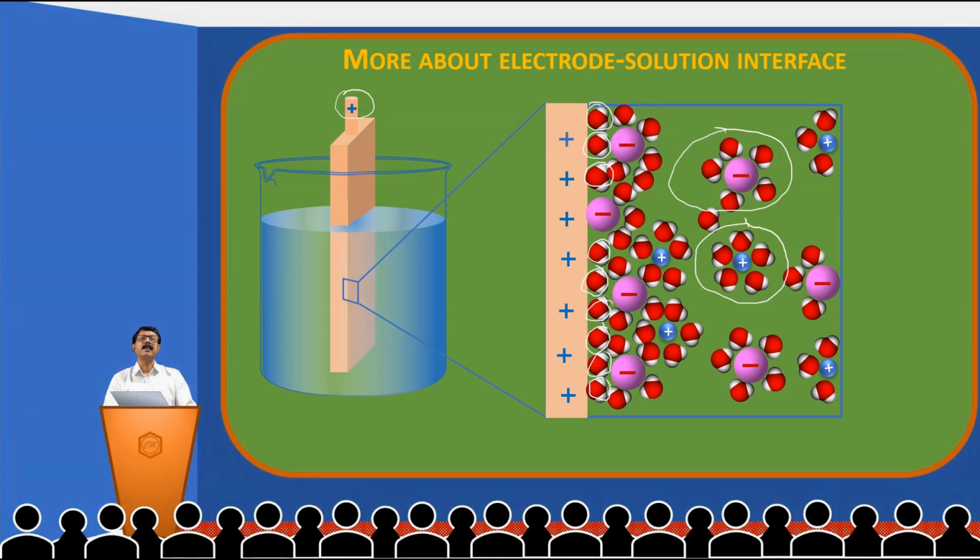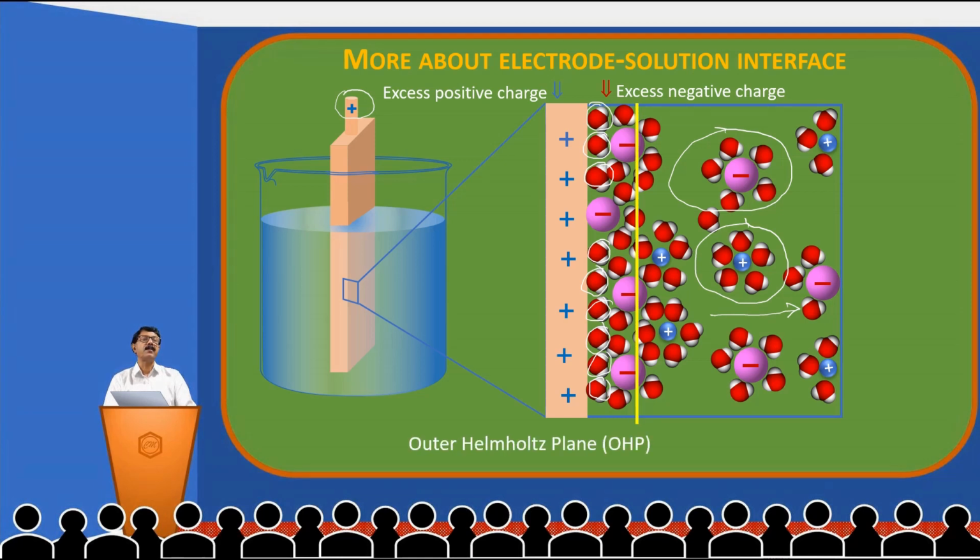On the electrode, there is an excess of positive charge, and next to the interface, there is an excess of negative charge. But as we move away from the interface into the bulk of the solution, this accumulation of charge disappears and the ions get evenly distributed. Now let me draw a line through the ions which are closest to the electrode surface. It makes a boundary. The region within this boundary is called the Helmholtz layer. This region is the compact part of the double layer. The line represents the outer Helmholtz plane, usually written as OHP.